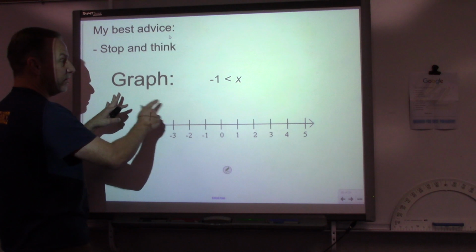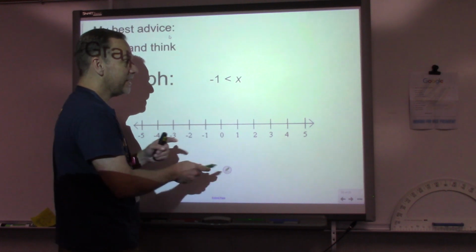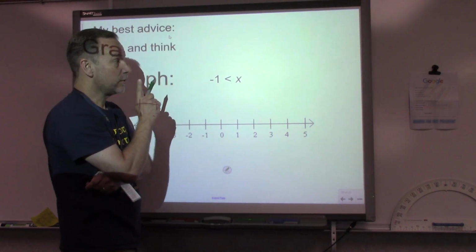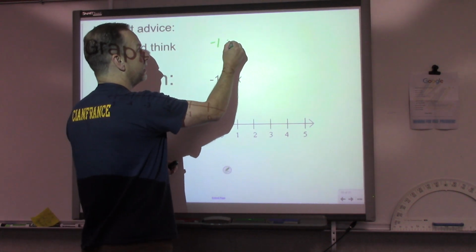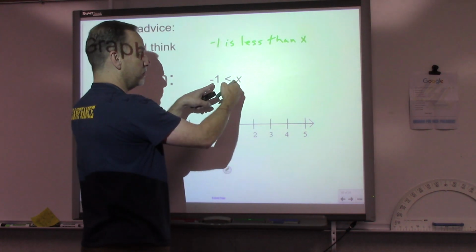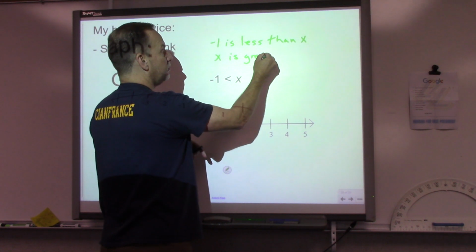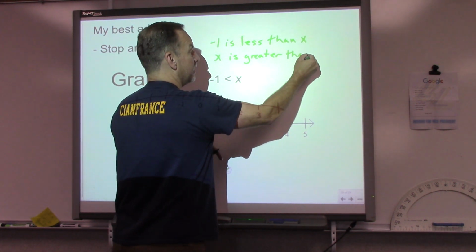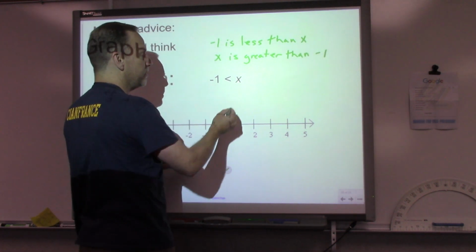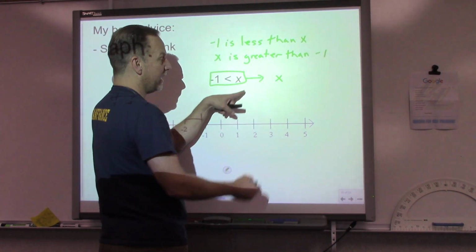So if I asked you to graph this, the hard part is I've now put the x on the other side, but you can still read it starting with the x. This says that the x is greater than the negative 1. Or you could read it as negative 1 is less than x. If you start with the x, you would read it as x is greater than negative 1. Some teachers, and me sometimes, I think you can handle it without it, but some teachers say whenever you see the x like this, you should immediately flip it around so that the x comes first.